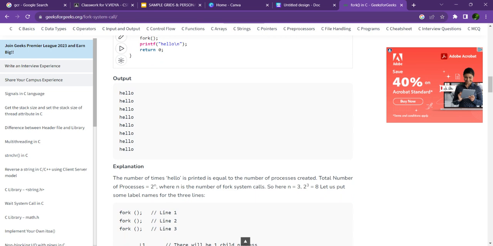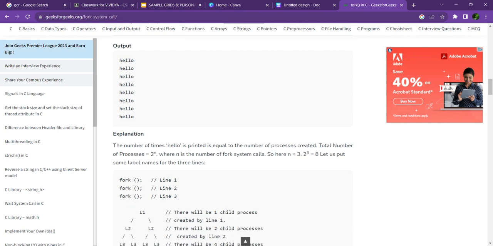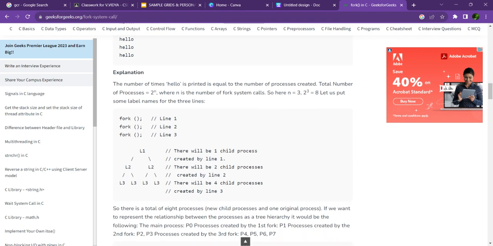Now, before we have discussed that once the fork is executed, only two processes are created, that are the child process and the parent process. But now you can see that for three function calls, 3 into 2 is 6, there should be only 6 hello world printings. But here we see that there are 8 hello world. What happened? What is the main reason behind this? Let us see. There is an explanation given here.